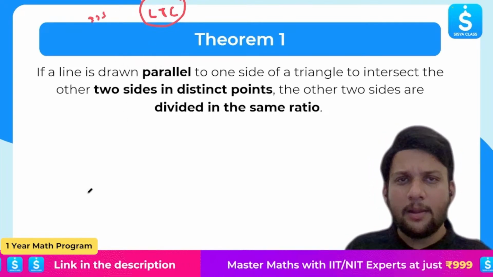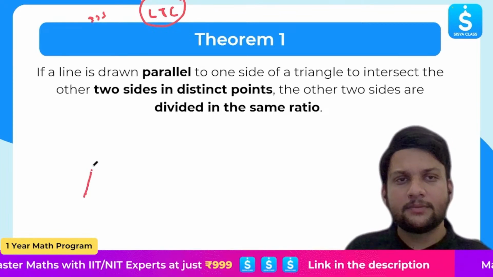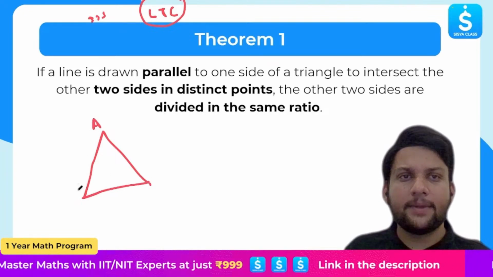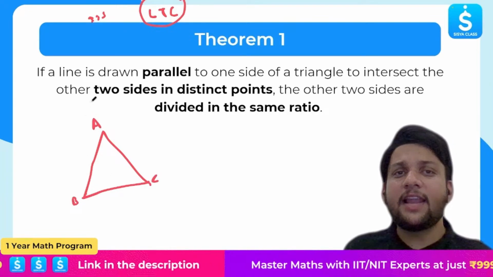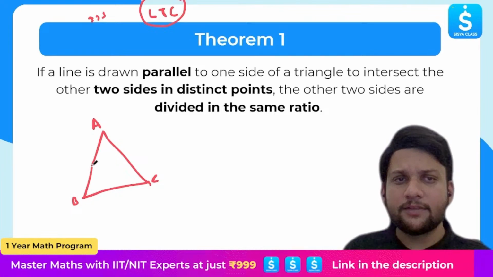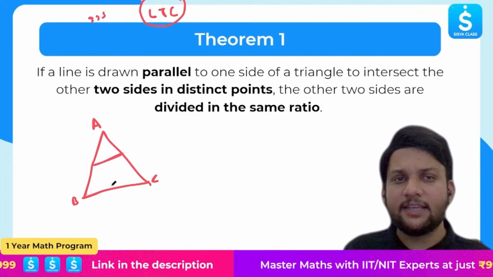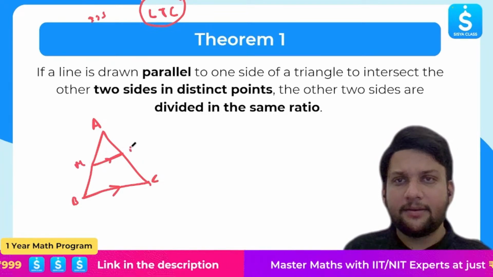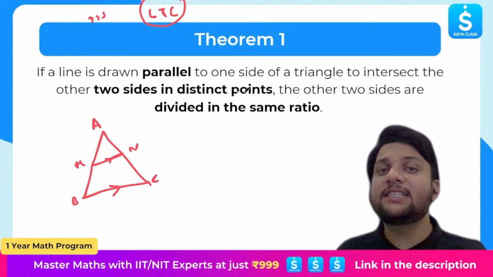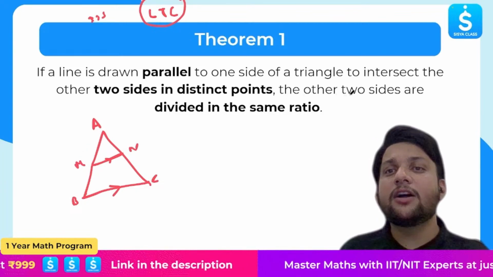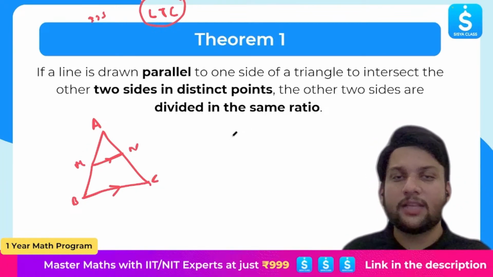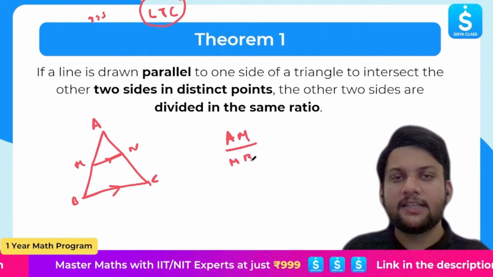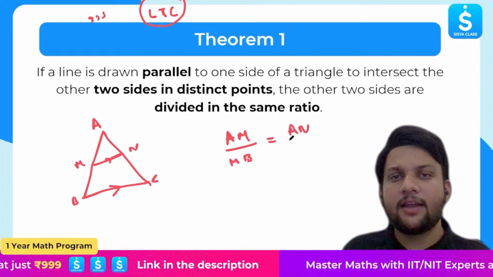Okay, what does theorem 1 say? If a line is drawn parallel to one side of a triangle. So let's say we have a triangle. Let me name it as A, B, and C. If a line is drawn parallel to one side, so let's suppose I draw a line parallel to BC. Let me name these points as M and N, to intersect the other two sides in distinct points. What are distinct points? M and N. Then the other two sides are divided in the same ratio. That is, we will have AM over MB is equal to AN over NC.